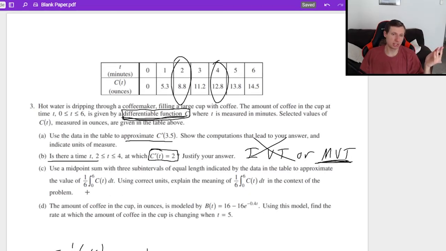So far this question I think is easier than the last one. That's going to change with part C. Part C is pretty difficult. But once you know how to do it, it's not that bad.